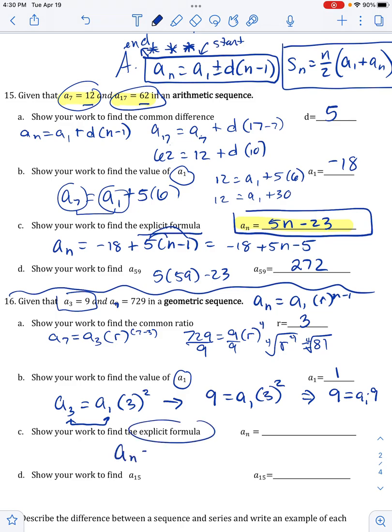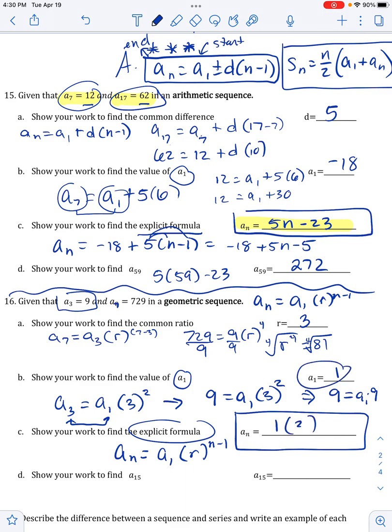Okay, explicit formula. Well, the explicit formula for geometric is first term times the r to the n minus 1 power. No distributing, no combining. So in this case, my first term is a 1, which I just found. My ratio is a 3, which I found before that. And my power is n minus 1. And I just leave it.